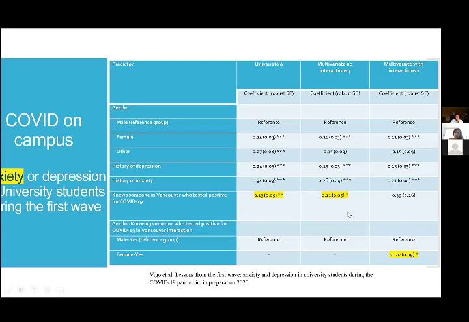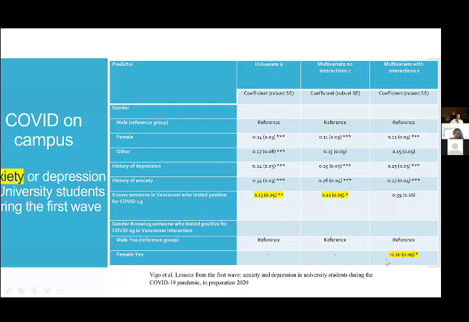Now, in fact, if we interact with gender, what we see is that this 11 percentage points is probably an average of a very large effect in men and a very small effect in women, meaning that in women there's a 20 percentage point lower probability of increased anxiety than in men.